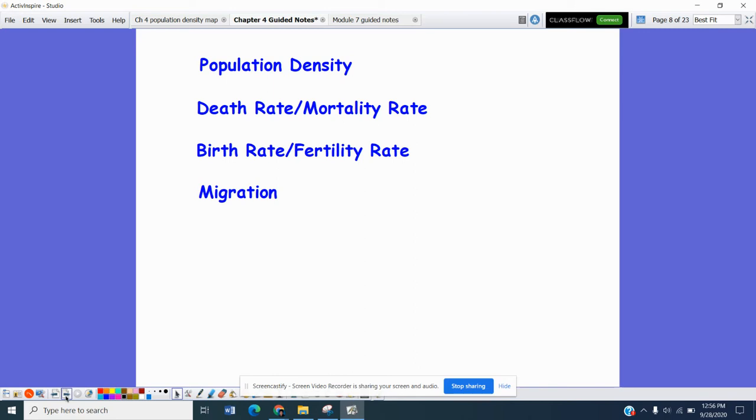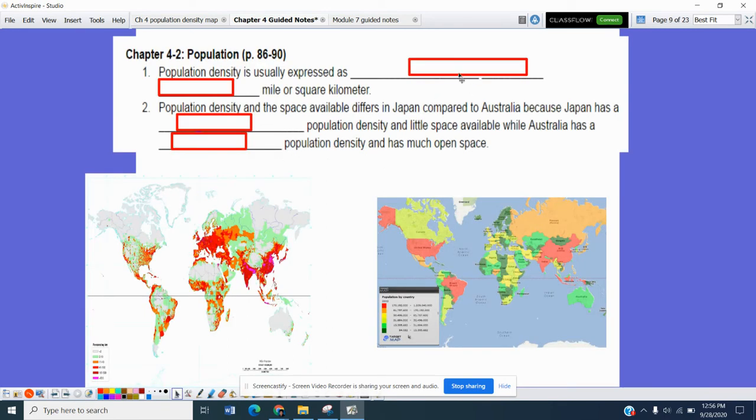And finally, migration. This is talking a little bit about how people move from place to place. When we talk about migration, you might hear a little bit about immigration, how people might move from one country to another, or people moving in or out of the country. So, with that, we're going to talk about population.